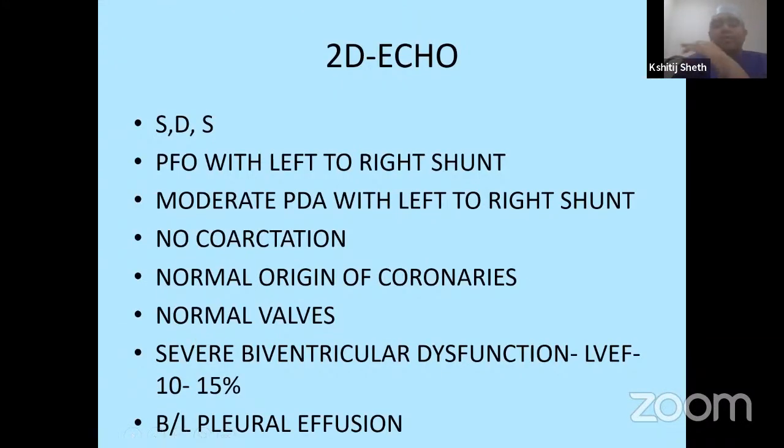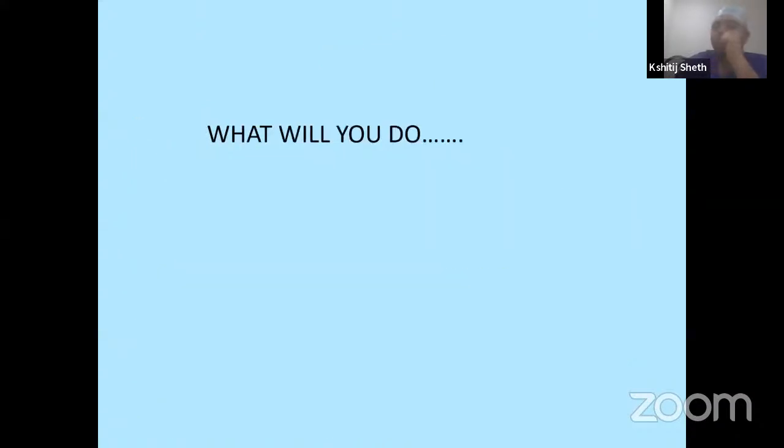Echo was done, which showed on day 1 a PFO and a moderate PDA, which are normal for age, no coarctation, normal origin of coronaries, and there was severe biventricular dysfunction, 10 to 15%, and bilateral pleural effusion. So this child presented with severe LV dysfunction, biventricular dysfunction, and hydrops. What to do?